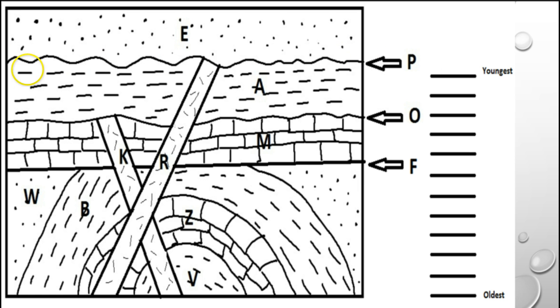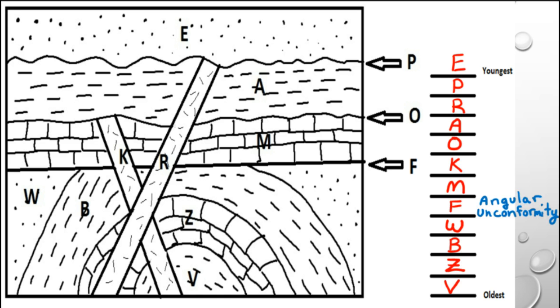P is between horizontal beds again. So P is an erosional surface where we have missing time or a hiatus in time. So this is a disconformity. And then lastly, E. So we want to fill those in.